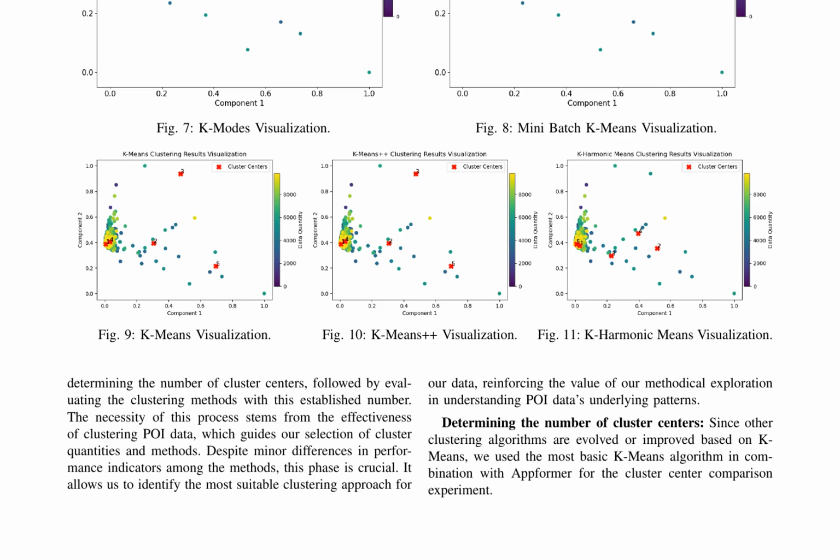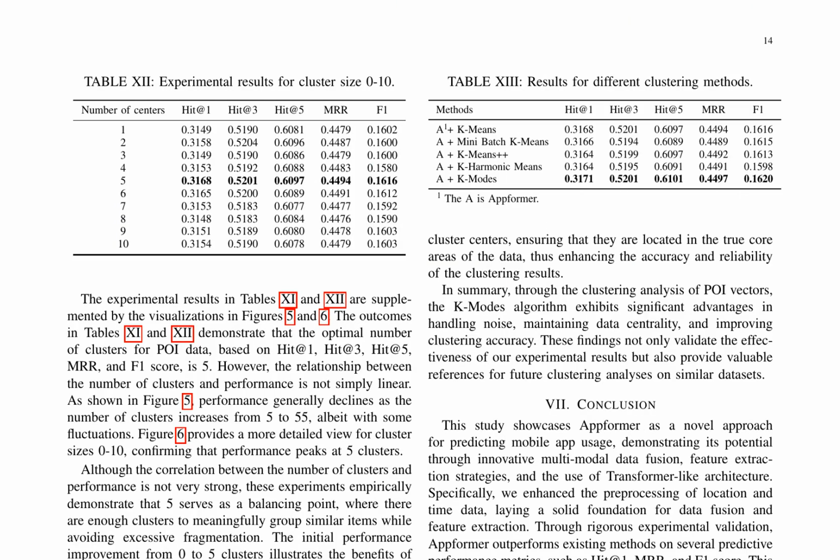Visual analysis using principal component analysis, PCA, revealed that some data points significantly deviate from the central region of the overall data, identified as noise points. The K-modes and mini-batch K-means algorithms can effectively recognize and disregard these noise points, assigning them to the nearest cluster, thereby minimizing the adverse impact of noise on the clustering outcome.